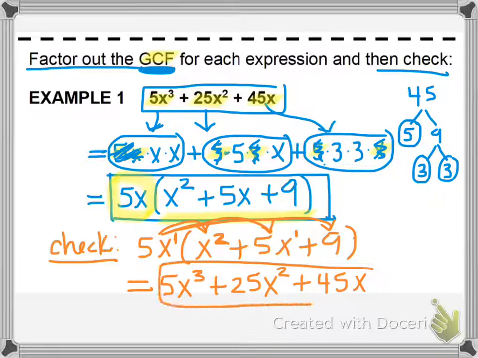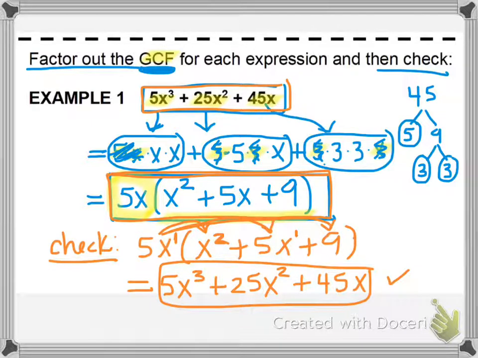This matches this, which is what we started with. So because it matches, that means I have correctly factored. This is a correct way. So you always want to check it. I know you guys know how to distribute. Remember, we're doing the opposite of distributing.